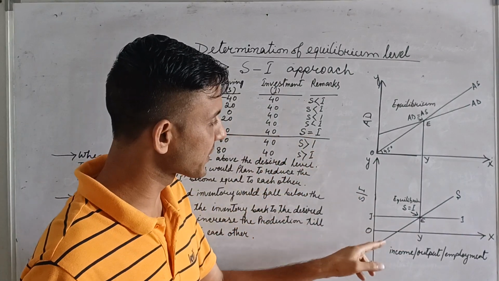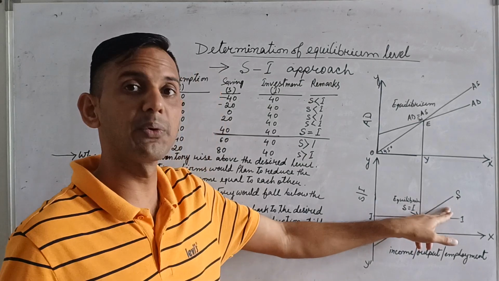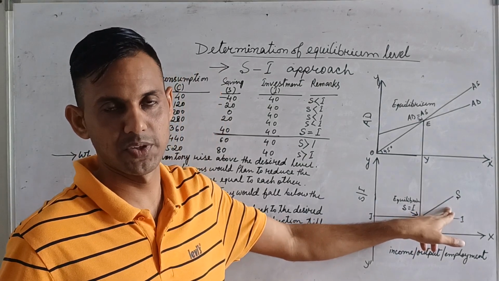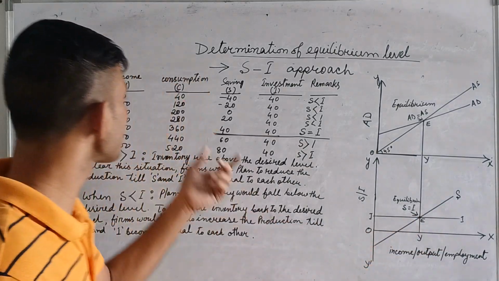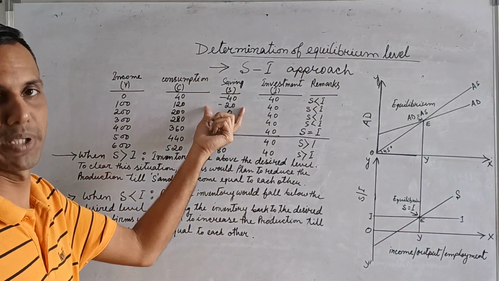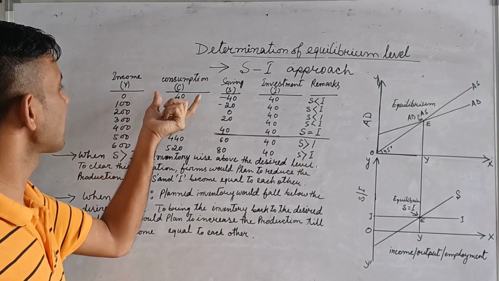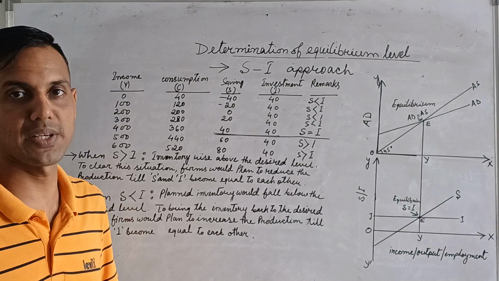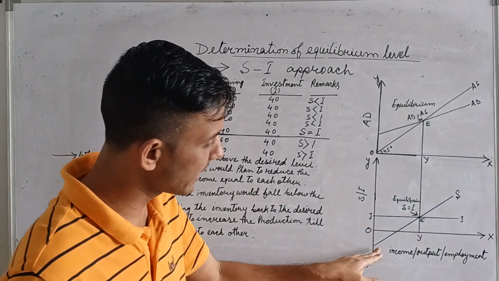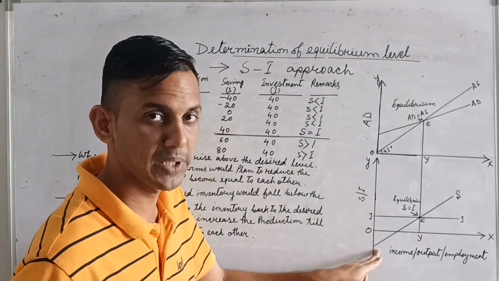And after that you see this savings curve. We already discussed it in our last video. This savings curve doesn't start from 0, because we have some savings here. Your income is 0 but consumption is positive, so definitely savings will be negative. That's why you have seen that this savings curve started from here.